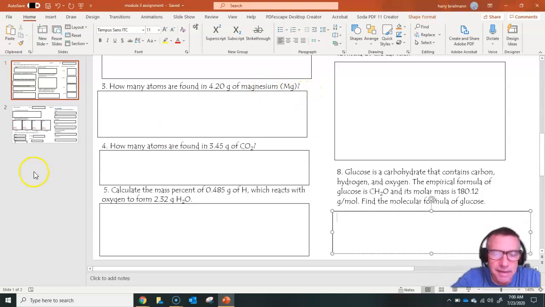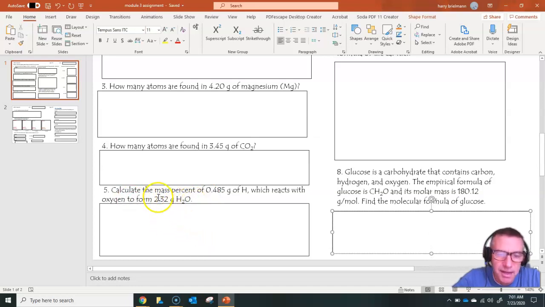And here it is. And I've already blown it up a little bit because I rehearsed this a little bit for you guys. So I want to go over questions number 5 and number 8. I won't provide the exact solutions, but I'll give you enough information that you can get started. Okay, so let's do question number 5 first. It says calculate the mass percent of about a half a gram of H, which reacted with oxygen, and it formed 2.32 grams of water.